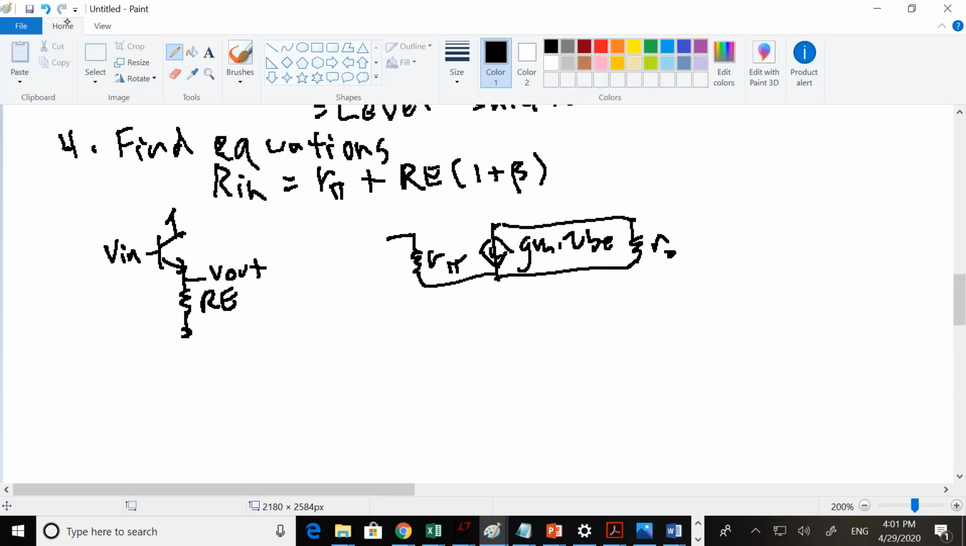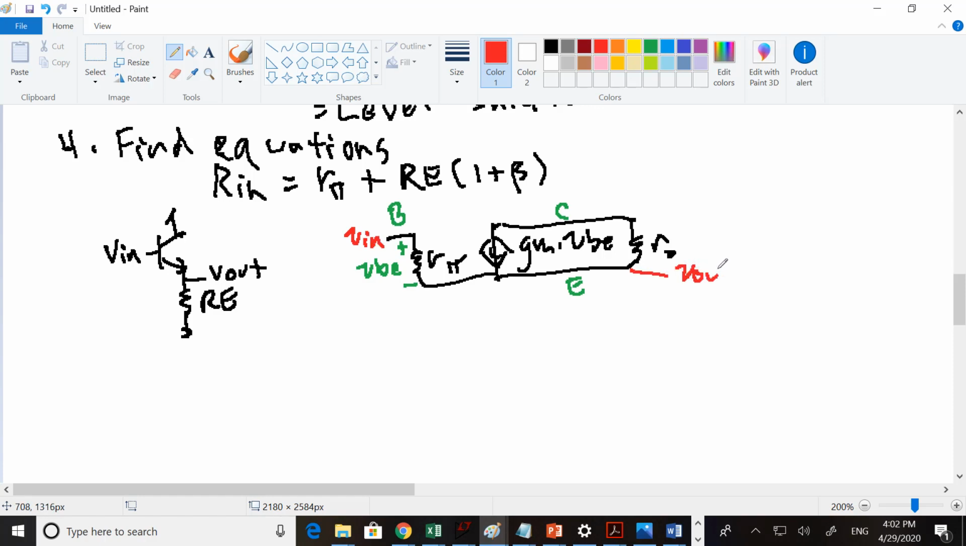And then that's just the transistor. And if you notice, this corresponds to the collector, emitter, base. So this voltage right here is VBE. This is Vin.